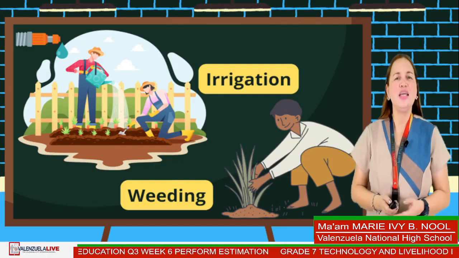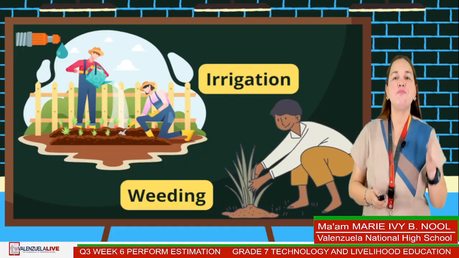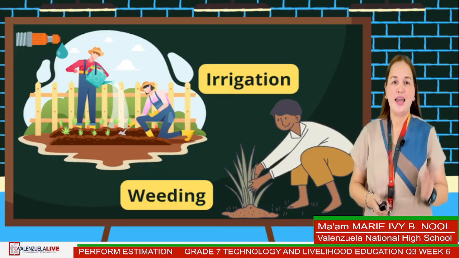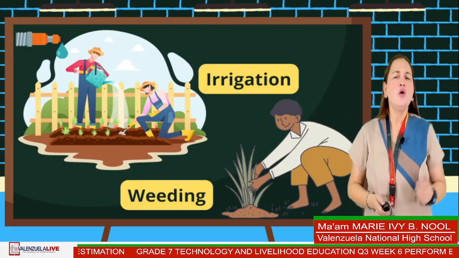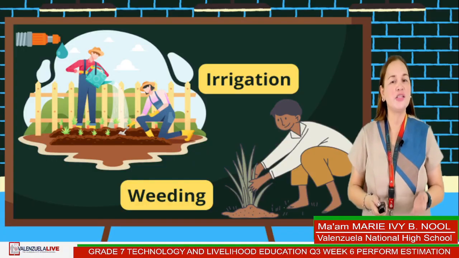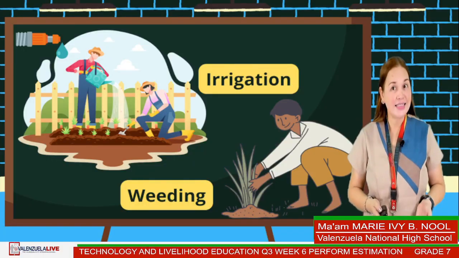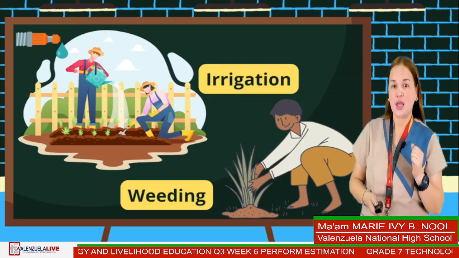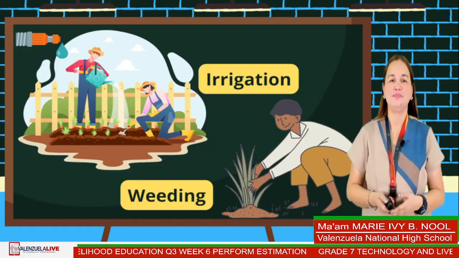Weeding. It is the removal of weeds from the field. It is an effective pre-harvesting method of crop production and crop production management. Weeds act as competitors of the crop for various resources required for growth, like nutrients, light, water. So it has to be removed as it may cause interference and decrease the yield.